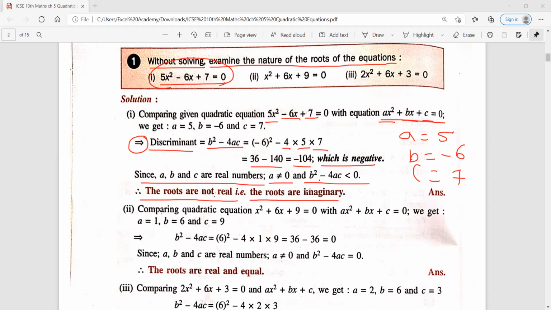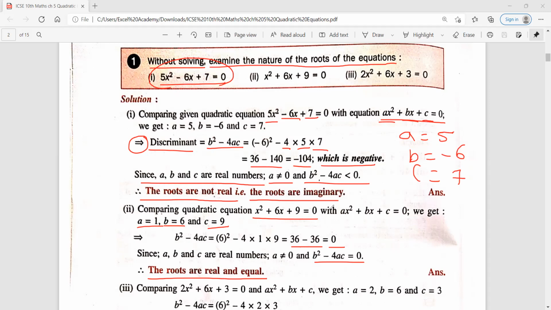समजलंय? दूसरा बघा, x square plus 6x plus 9 is equal to 0. A will be 1, compare kara, b will be 6, c will be 9. So what is the discriminant? B square minus 4ac, 6 square minus 4 into 1 into 9, that is 36 minus 36, which is 0. If the discriminant is 0, then the roots are real and equal.